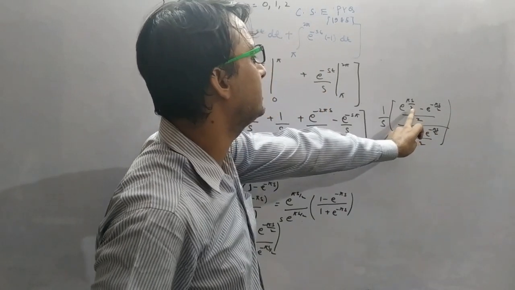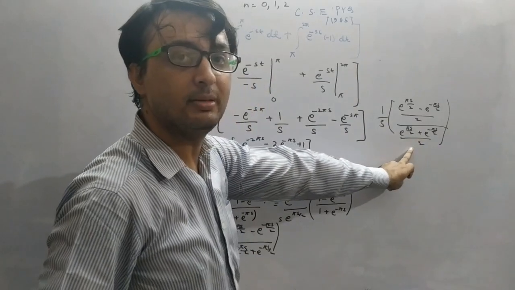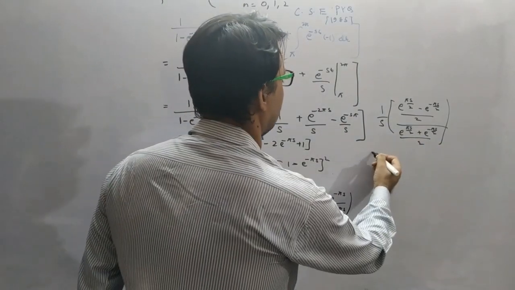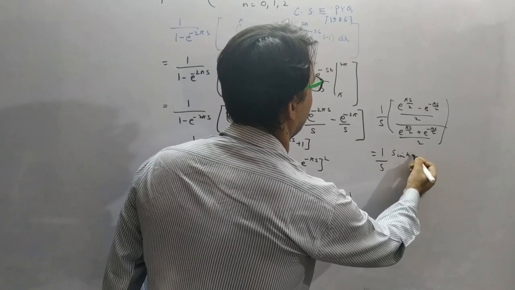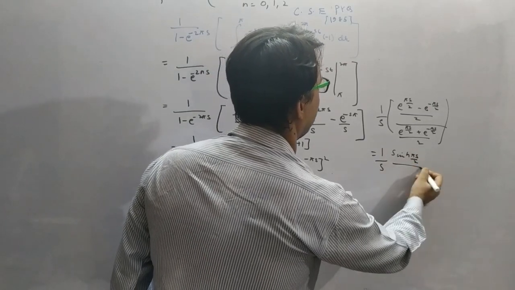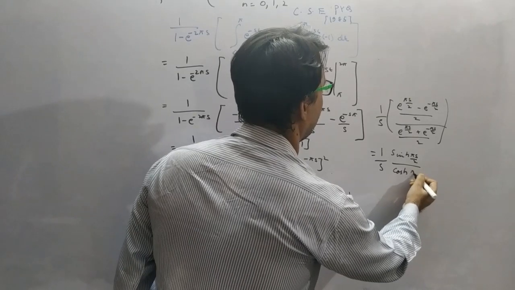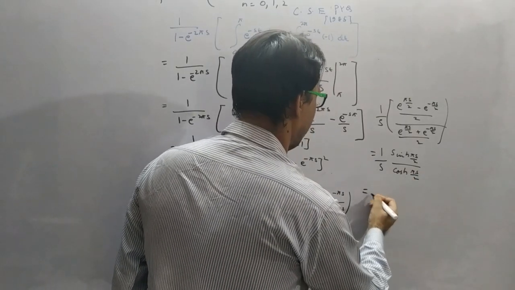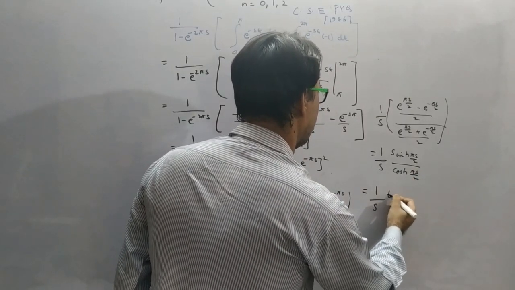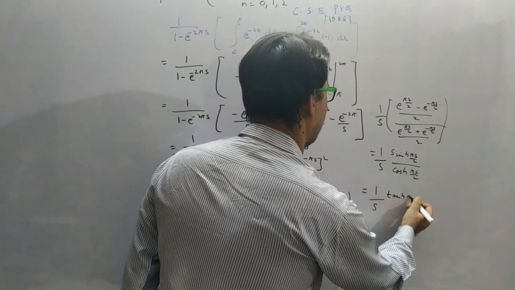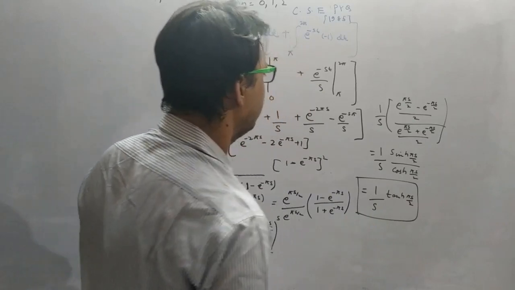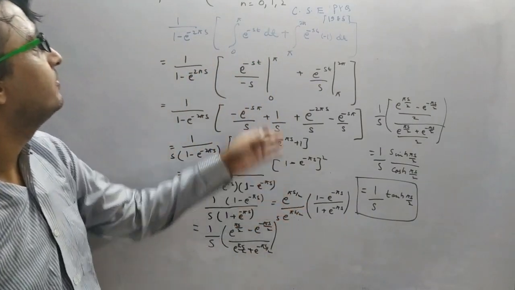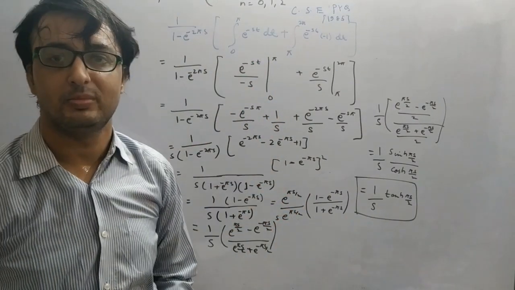This is the sine hyperbolic and this is the cos hyperbolic. So what does our answer become? This becomes sine hyperbolic pi s by 2 divided by cos hyperbolic pi s by 2. So our answer is 1 by s tan hyperbolic pi s by 2. So this is the answer, and this was based on the periodic function Laplace transform. Thank you for watching.